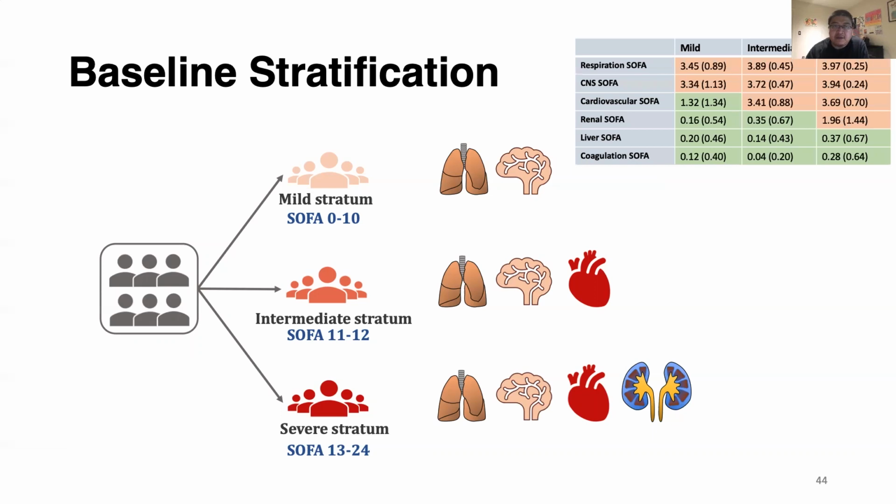From the composition of the SOFA score, we find that for the mild stratum, those patients have respiration and central nervous system dysfunctions, and for intermediate, they further have cardiovascular dysfunctions, and for severe, they further have renal dysfunctions.